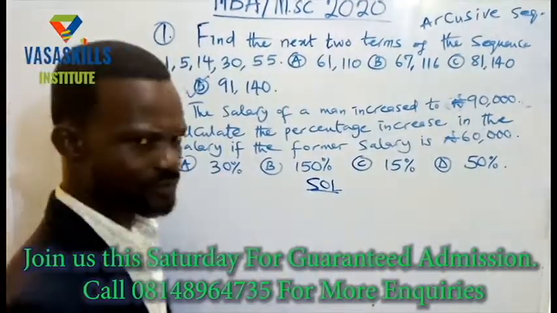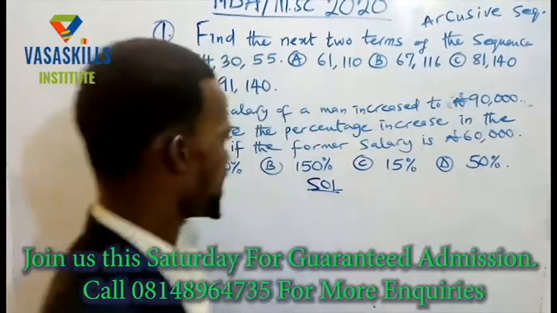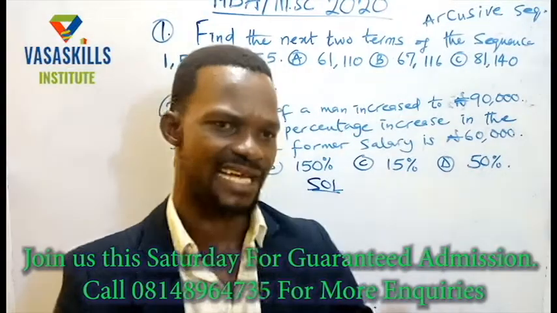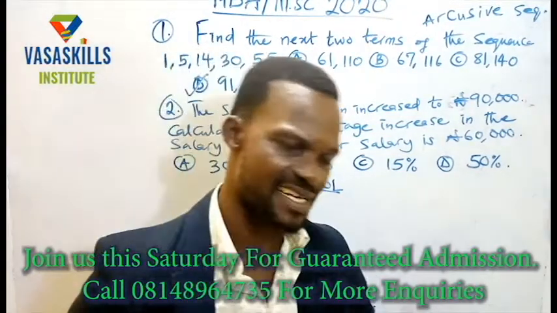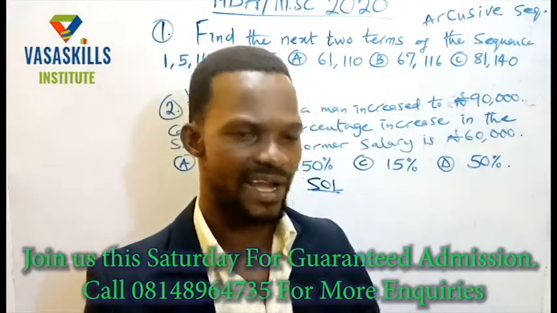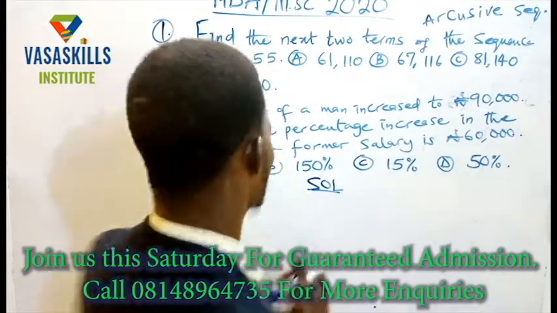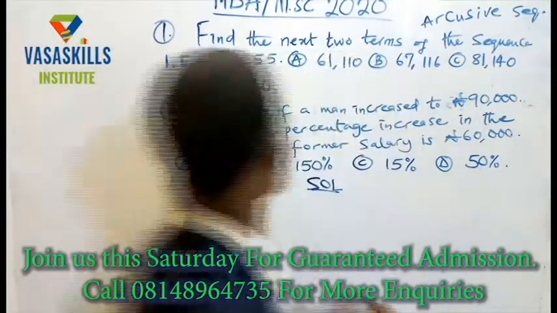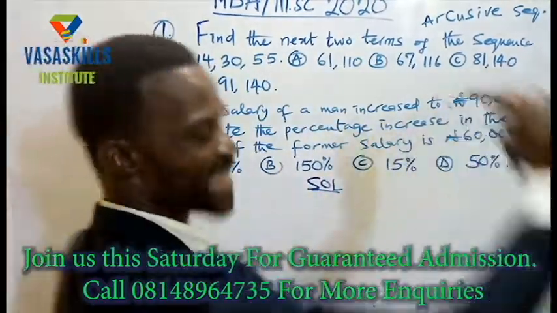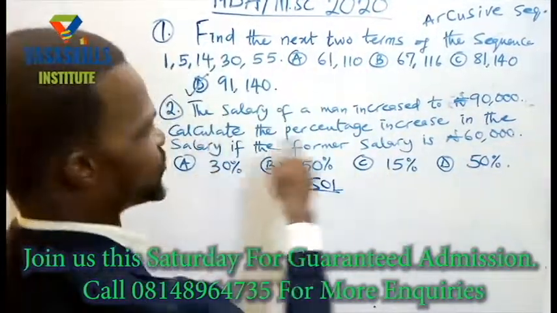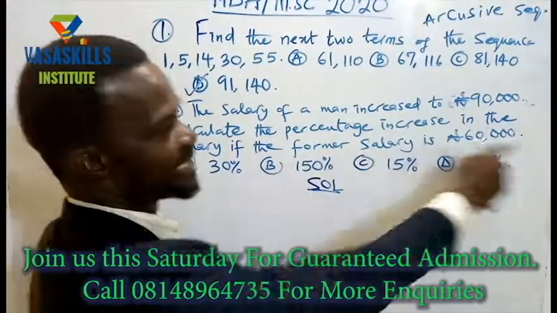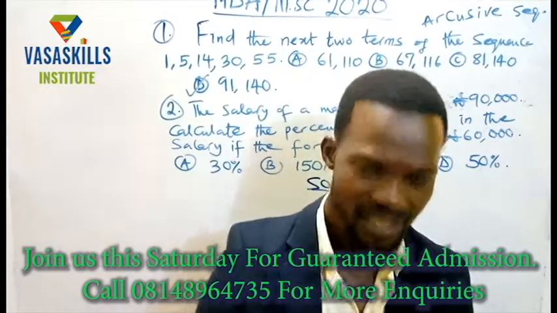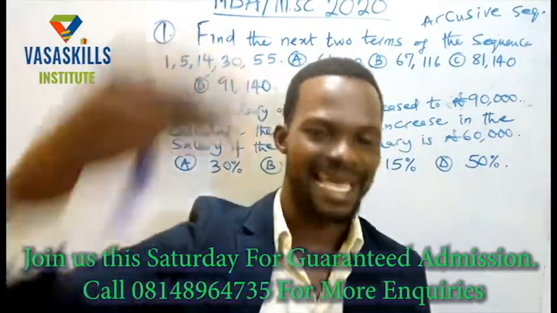For the second question, we did percentage earlier. A percentage is defined as what? The change, that is the difference between the initial and final term, divided by the initial, times 100%. In this particular question, they were talking about an increment in salary. The salary of a man increased to 90,000. Calculate the percentage increase in the salary if the former salary is 60,000. It means that the salary of the man used to be 60,000, and now became 90,000.